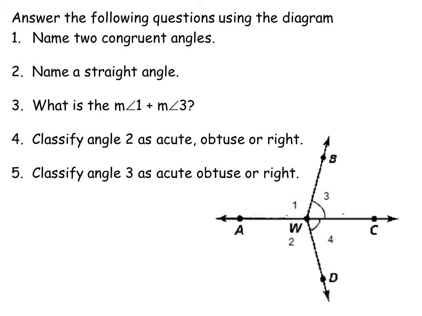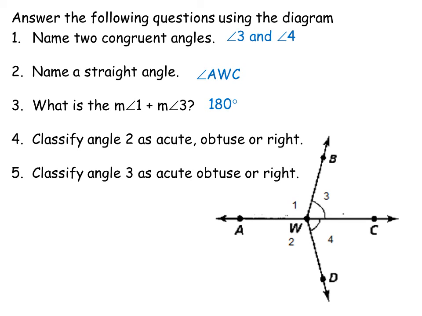All right, name 2 congruent angles. Well, you can see from the diagram 3 and 4 are marked as congruent, so I know that angle 3 and 4 have to be congruent. Name a straight angle. Well, AWC is a straight angle. I could just as easily have called it CWA. What is the measure of angle 1 plus the measure of angle 3? Well, angle 1 and angle 3 form a straight angle, so I know it has to equal 180 degrees.